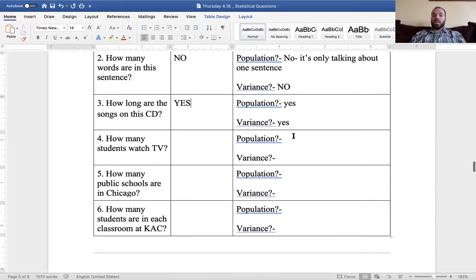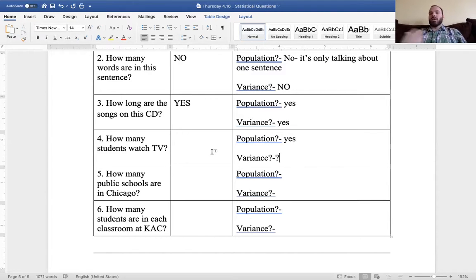How many students watch TV? Is this about a population? Yes, it is. More than one student in our class watches TV. Probably most of you are watching way too much TV while you're stuck in your house. Is there variance? No. There is not variance. Sorry. Yes, there is variance. How many students watch TV? Assuming that at least one person says no, then there would be variance. So you've got to decide whether or not that's variance or not.